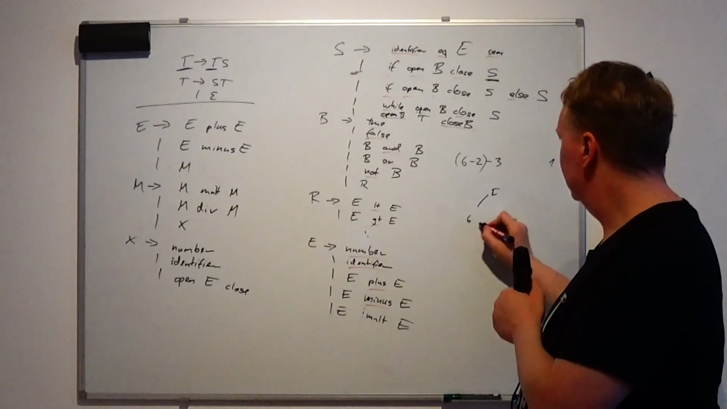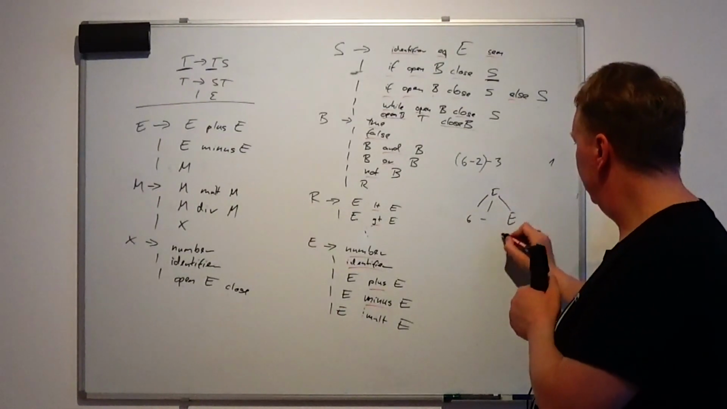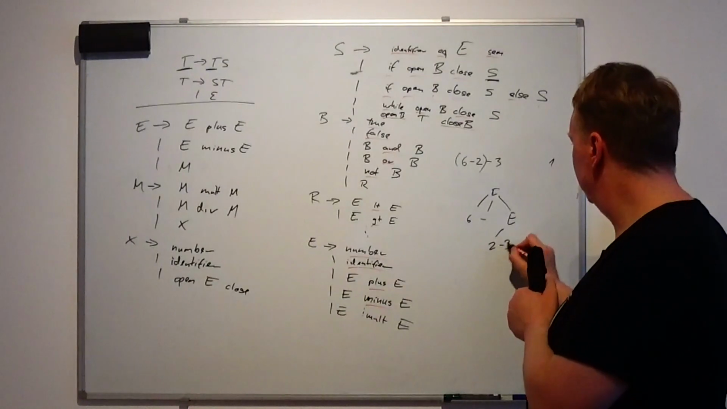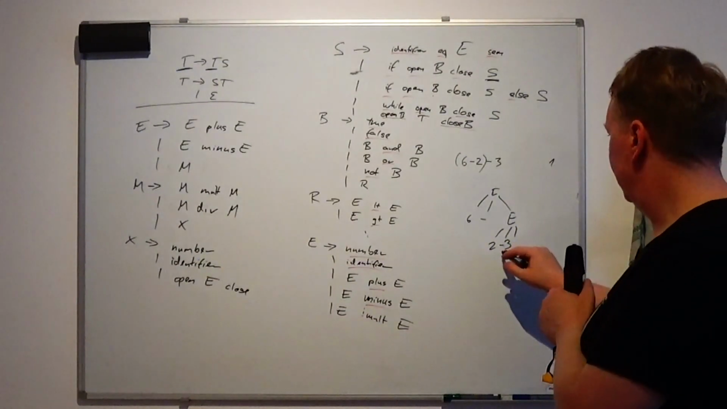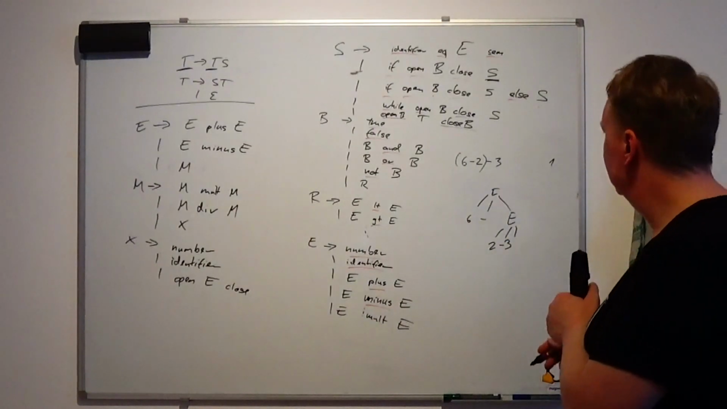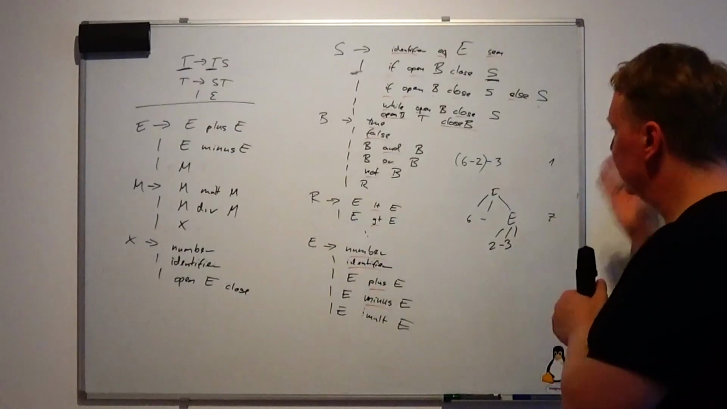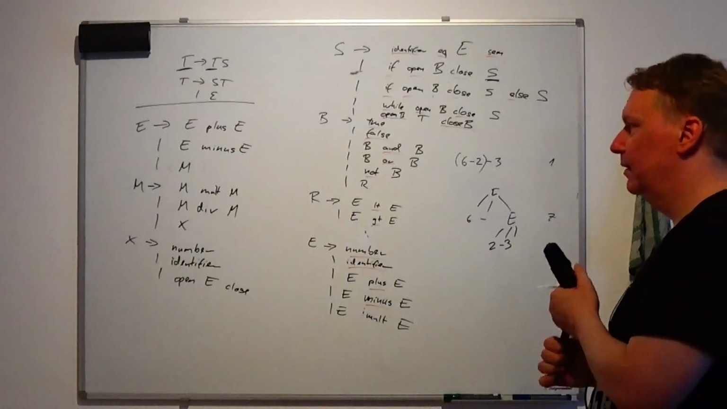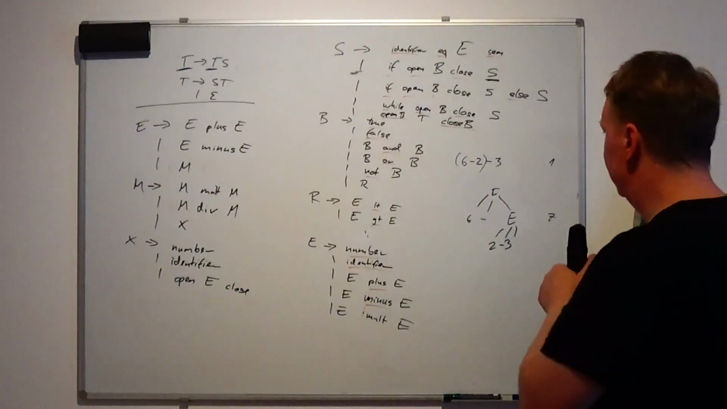E goes to 6 minus E, where E is 2 minus 3. And then 2 minus 3 is minus 1, and 6 minus minus 1 is 7. That's not what you expect. So how do you get associativity?